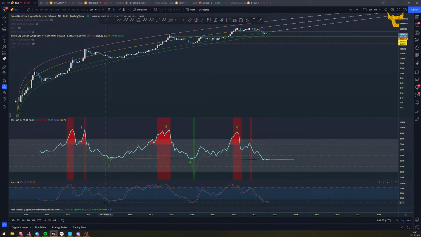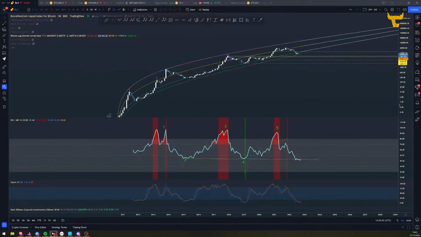Same thing for stochastic. The previous times we were in oversold territory were at these two previous lows, macro lows, and at the beginning as well here. It's the first low of the bear market. This is the first bear market. So yeah, that's pretty much where we are.